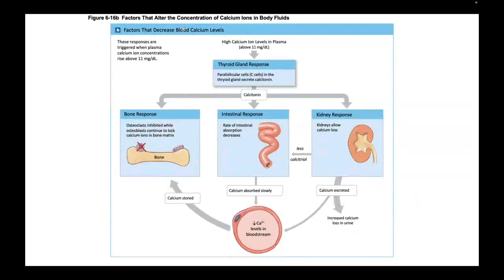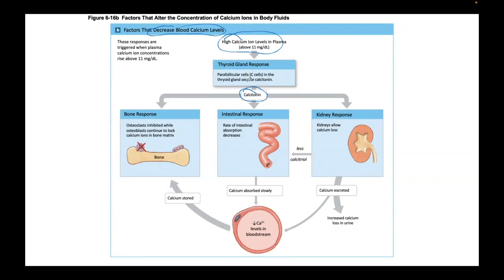Now, on the other hand, there could be factors that decrease blood calcium. For some particular reason, we have too much calcium in the blood. We have hypercalcemia. So the thyroid gland releases calcitonin. Calcitonin goes to the same three parts: bone, intestines, and kidneys.